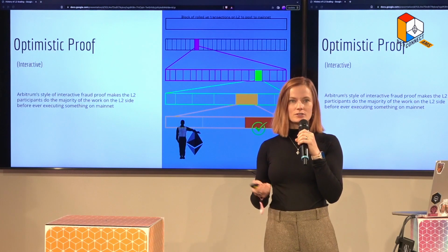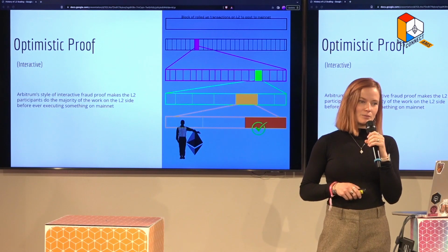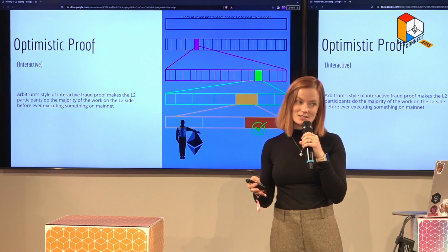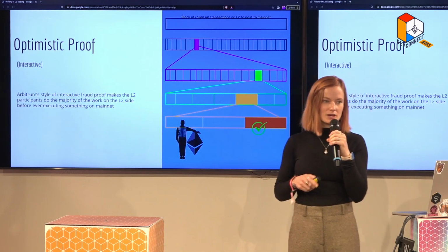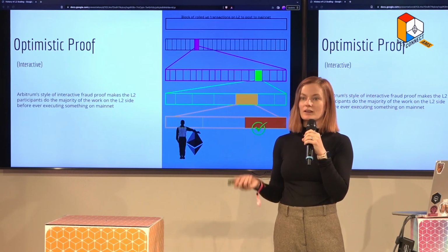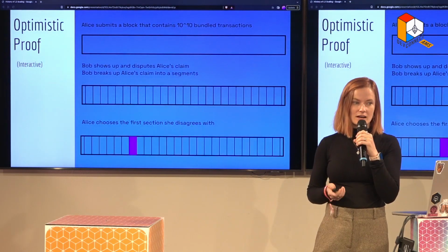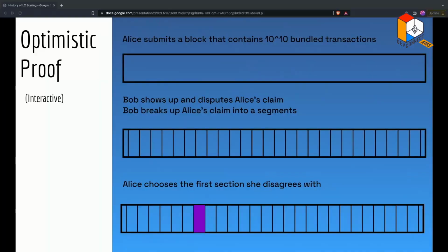So I'm going to explain to you how interactive optimistic fraud proofs work today, because interactive fraud proofs are really the type of fraud proof that exists today and that we're moving forward with. This style of interactive fraud proofs makes the L2 participants do the majority of the work on the L2 side before executing something on mainnet. So Alice submits a block that contains 10 to the 10 bundled transactions. And Bob shows up and he wants to dispute Alice's claim. Bob then breaks up Alice's claim into segments.